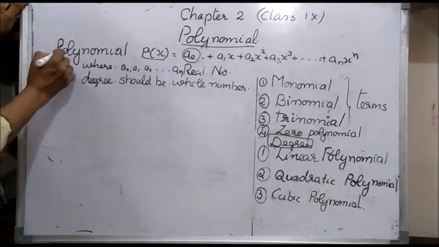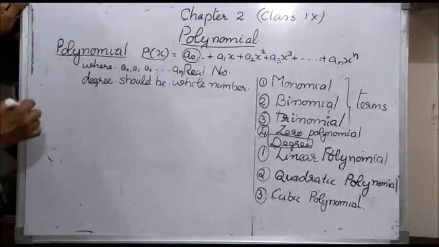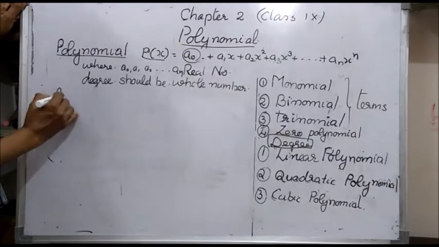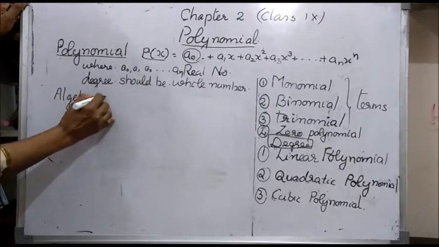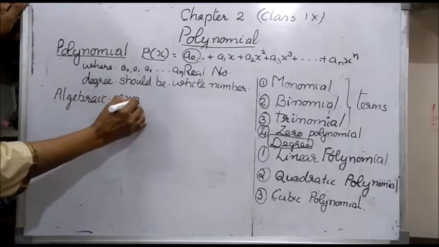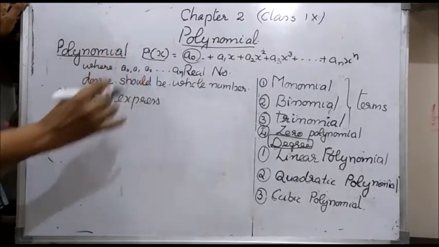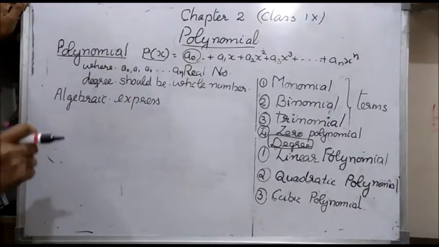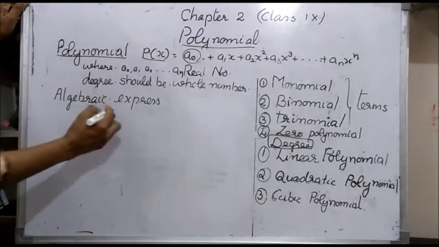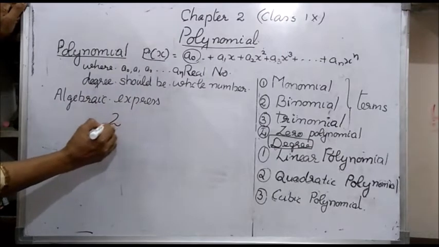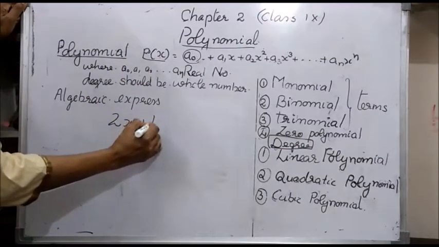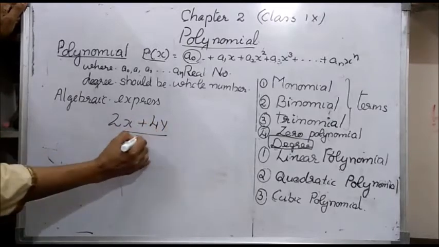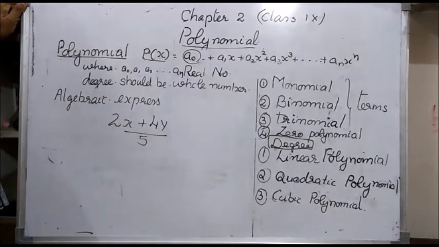Now, what is meant by polynomial? A polynomial is an algebraic expression. Now, what is an algebraic expression? An algebraic expression is a collection of variables and constants. For example, this is our constant and this is our variable. This is an algebraic expression.